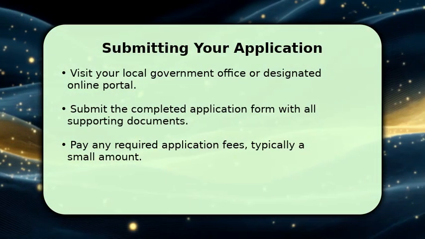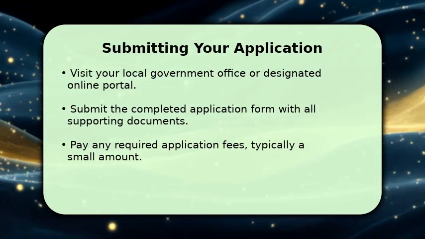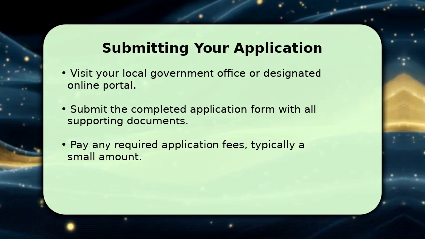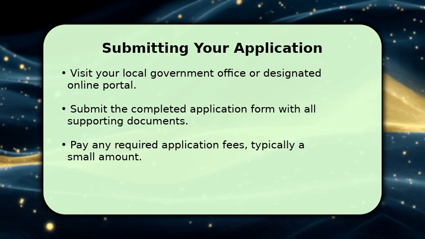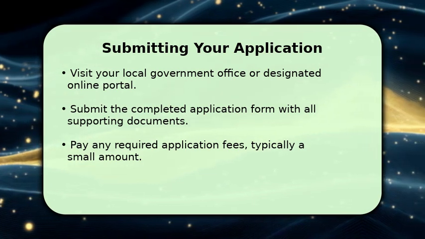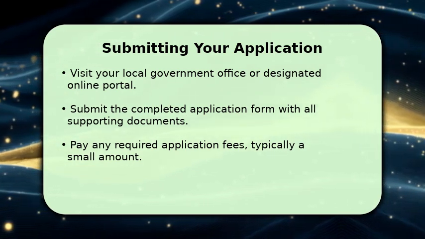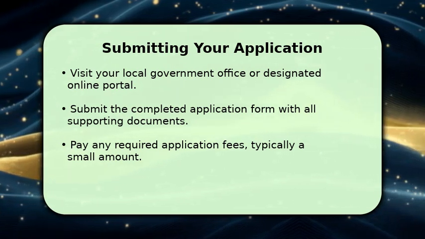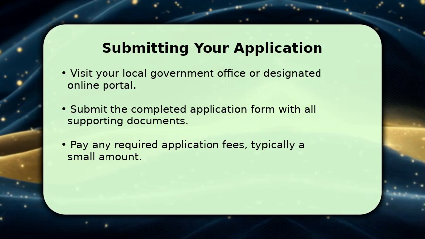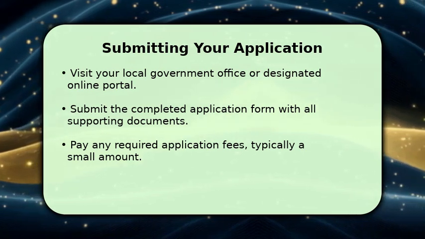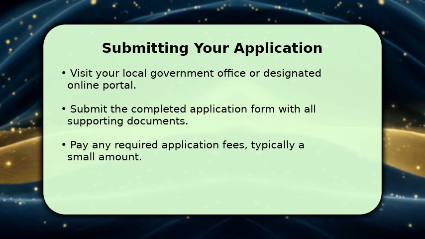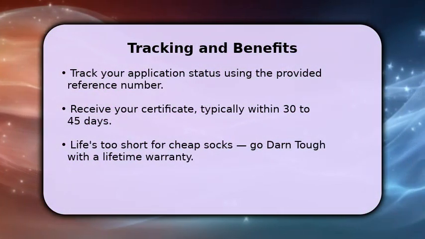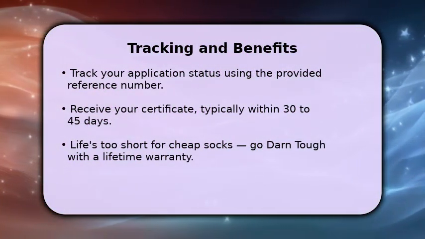The next step is submitting your application. You can usually do this by visiting your local district magistrate's office or a designated government service center. Many regions also offer an online portal for submission, which can be very convenient. Remember to attach all your prepared documents and pay the necessary application fee, which is often a nominal amount, to finalize your submission. After submission, keep track of your application using the reference number provided.